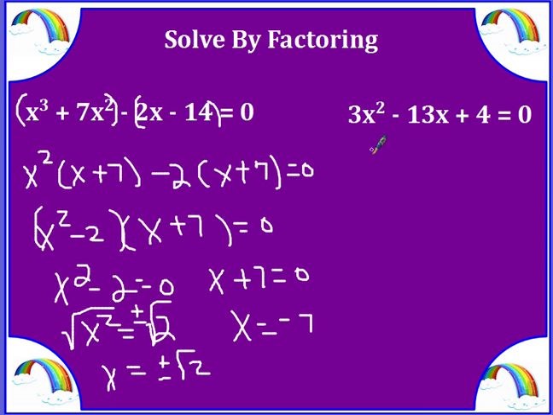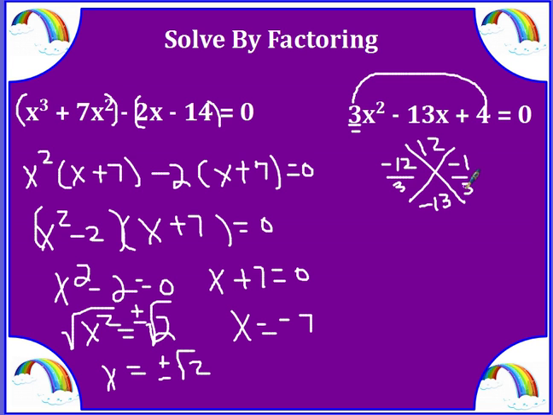Here we have the magic X. Since the leading coefficient is not 1, we're going to multiply the A times the C, and we get 12. We will put our B down below. So the two factors of 12 that add up to -13 are going to be a -12 and a -1. We take the A part and put it as the denominator of our two numbers. We simplify this: 1 over -4, and the bottom numbers are our x terms. The top numbers are your constants.